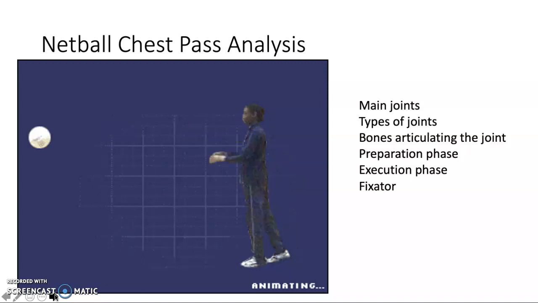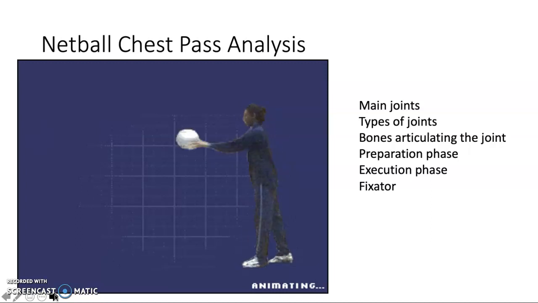The main joints of a netball chest pass are the shoulder, elbow, wrist and fingers. The types of joints are the ball and socket, hinge joint, condyloid joint, and ball and socket. The bones articulating the joint are the clavicle, vertebra, scapula, ilium, ribs, articular capsule, spine of scapula and acromion.